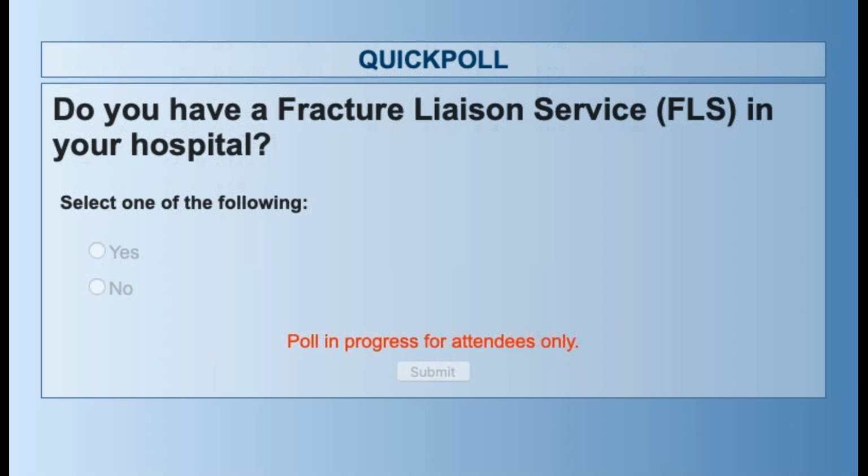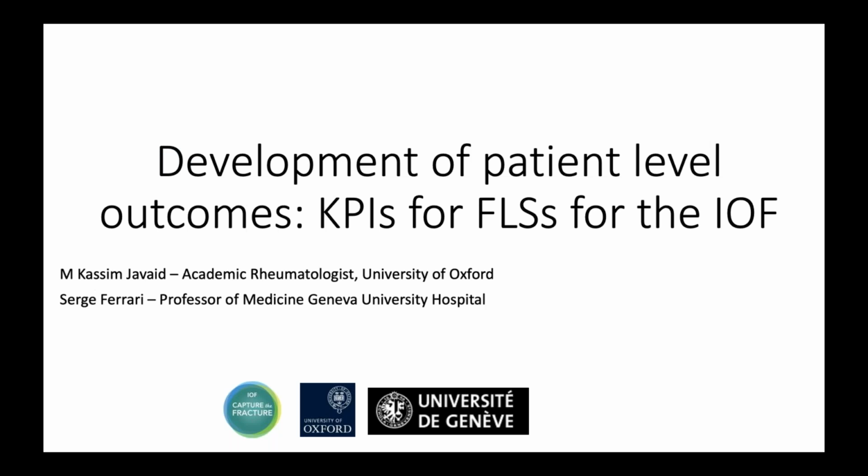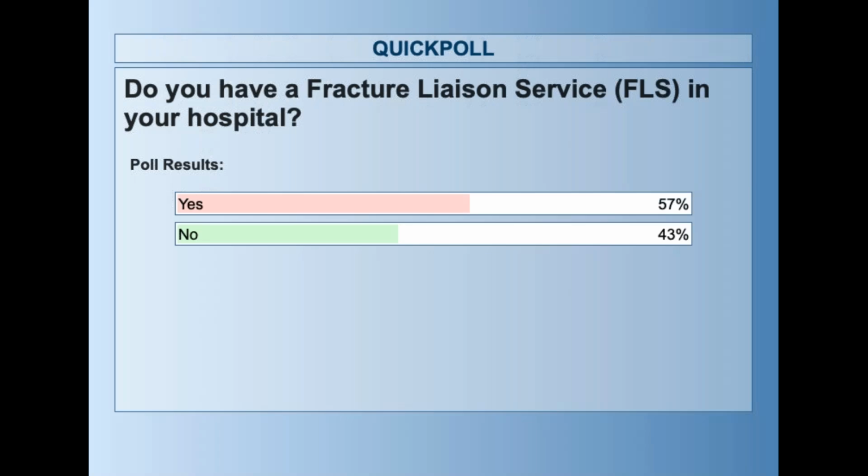And we are waiting for the results to appear on the screen. Here we go. Okay, so it's half and half. So it's excellent because we're going to teach more to those who know and teach even more to those who don't yet know about FLS.